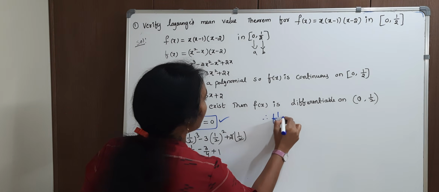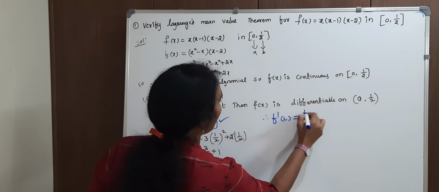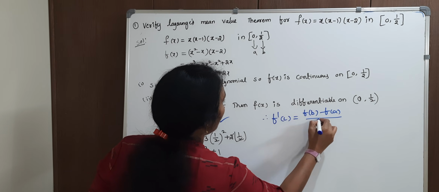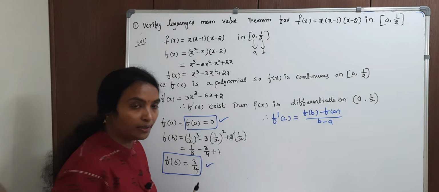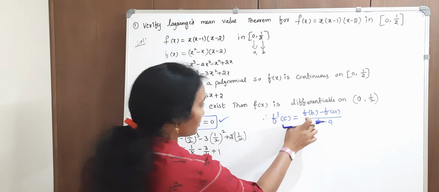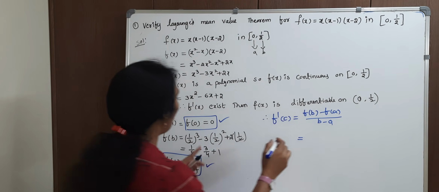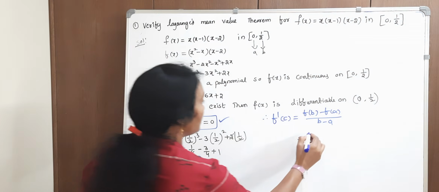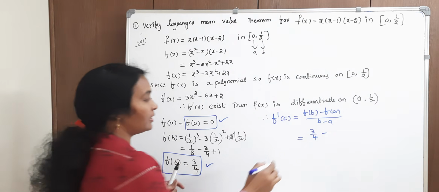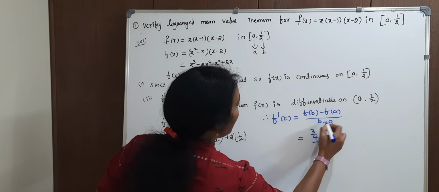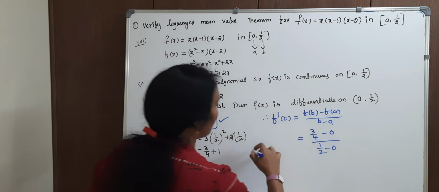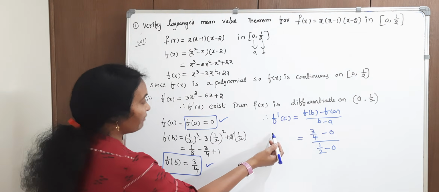Therefore, we know that f dash c is nothing but f of b minus f of a by b minus a. First you need to substitute this value here. F of b, what is our f of b? 3 by 4 minus f of a, that is 0. B is half. What is our a? 0, which is nothing but f dash of c.